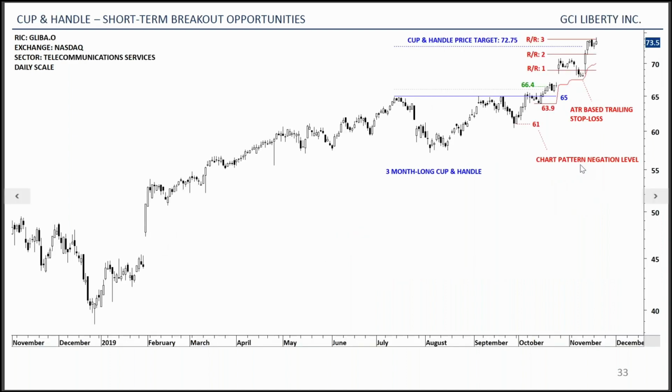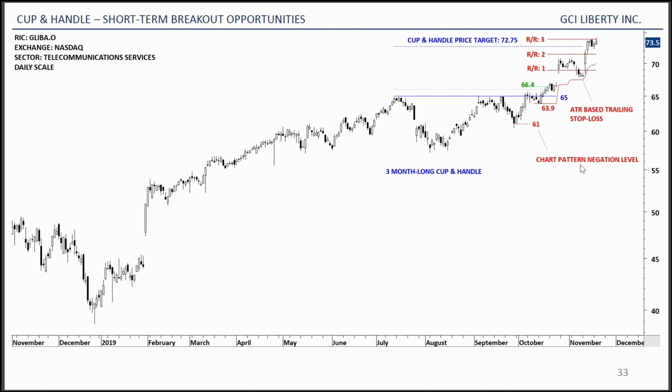Okay, so now as we have discussed the common things and the differences, the last part of this webinar, I want to touch a little bit on the risk and reward on the chart patterns, because there's a little bit of a confusion as members are asking what is the chart pattern negation level and where would you place your stop loss.